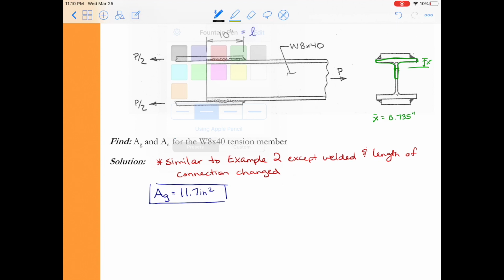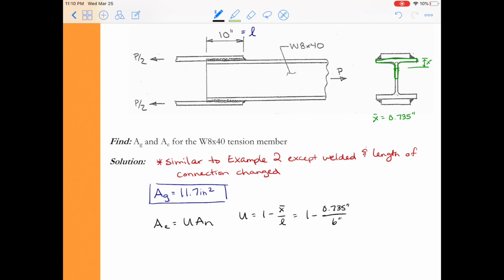L for our connection has changed as well. In this case, L is 10 inches, the total length of the connection. So let's go ahead and get our calculations written down. We have the effective area, U. U is still 1 minus X bar over L for case 2, except X bar is 0.735 inches, and now L has changed to 10 inches.